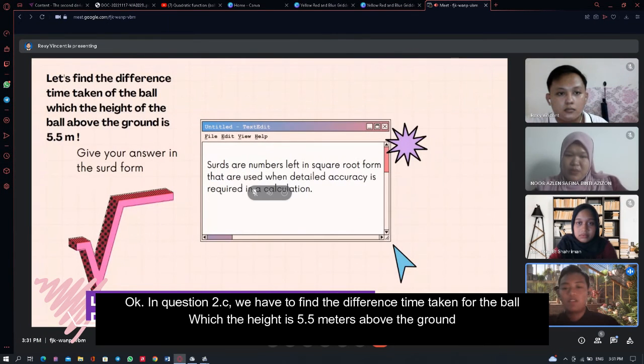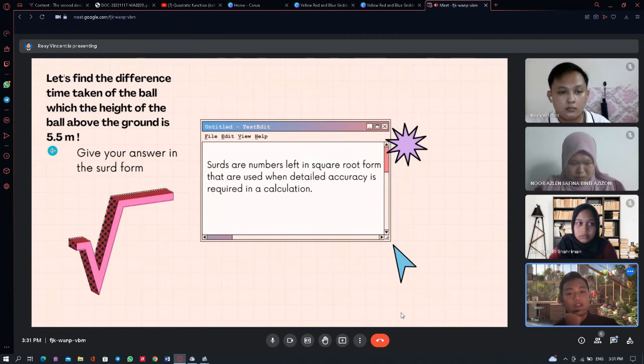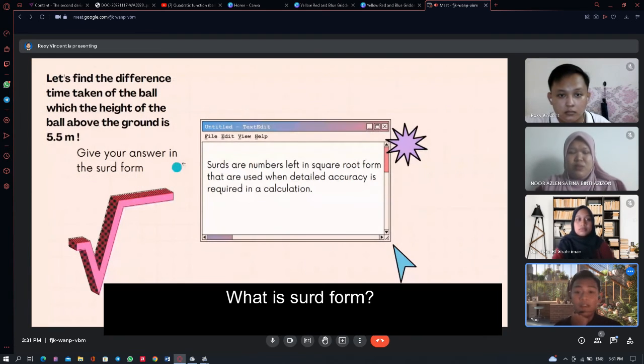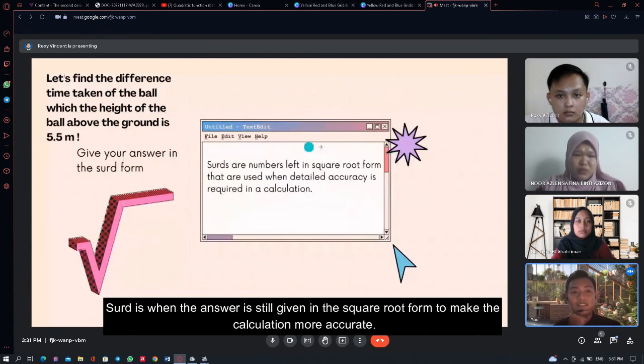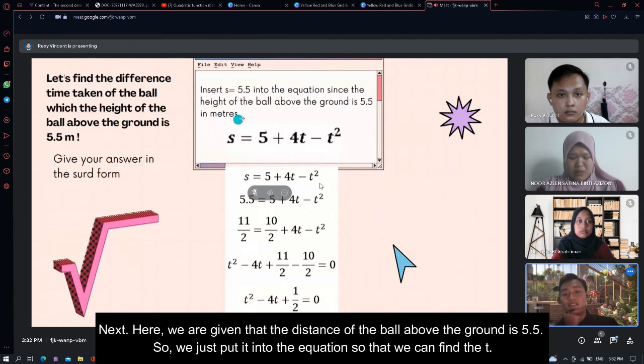Okay. In question 2c, we have to find the time difference taken of the ball when the height is 5.5 meters above the ground. We are asked to give the answer in surd form. What is surd form? Surd form is when the answer is given still in square root form, to make the calculation more accurate. Next, here we are given that the distance of the ball above the ground is 5.5. So we just put it into the equation so that we can find t.